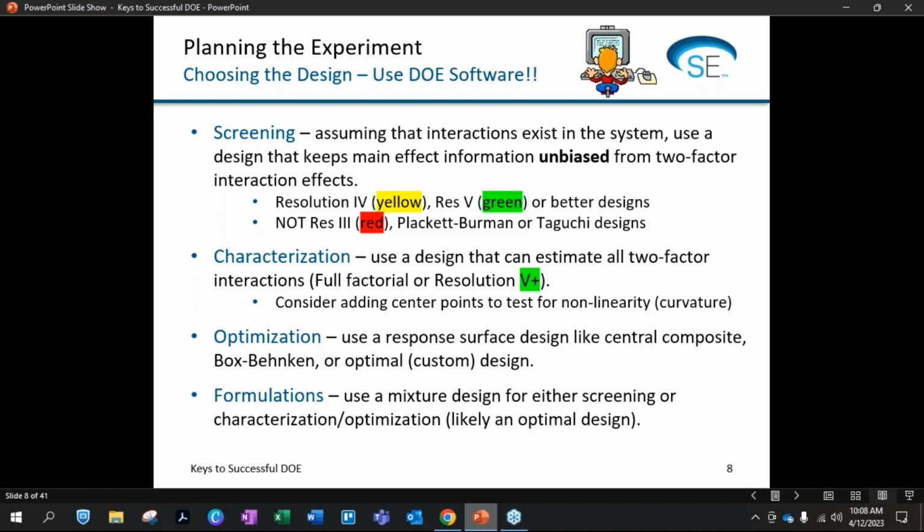Now, for those of you out there who are doing formulations, you might be working in the food industry or the pharmaceutical industry, or some sort of chemical industry where you're really working with the ingredients in a formulation, then you should not be on the screen for factorials or response surface designs. You need to be in the mixture design section where you can actually do mixture designs, and there are mixture designs for the screening goal, and then there are optimal mixture designs that take care of all the other goals.